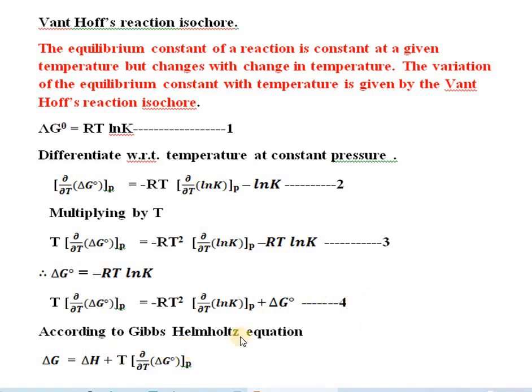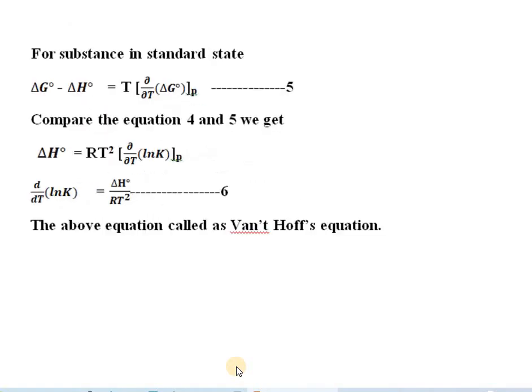According to the Gibbs-Helmholtz equation, we know that delta G is equal to delta H plus capital T into del by del T of delta G at P. For the substance in standard state, this equation can be rewritten as delta G0 minus delta H0 is equal to capital T into del by del T of delta G0 at P, equation 5.